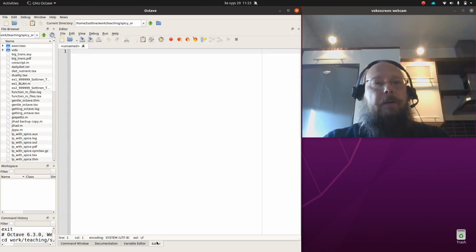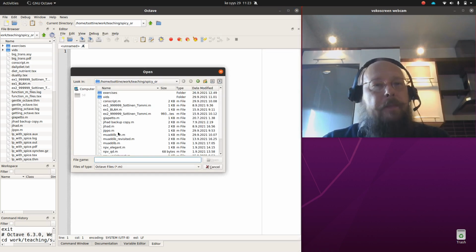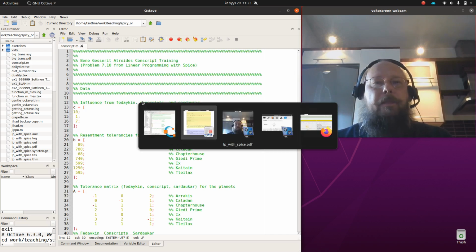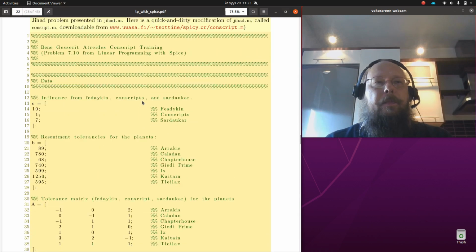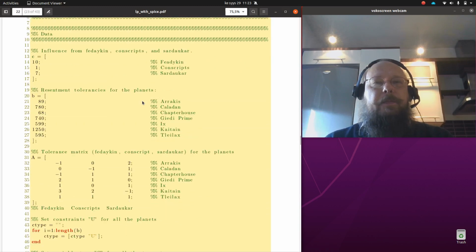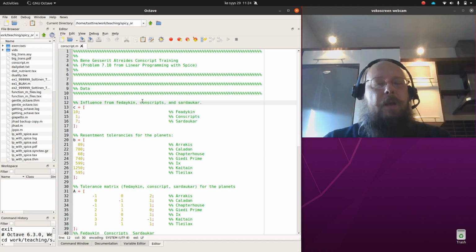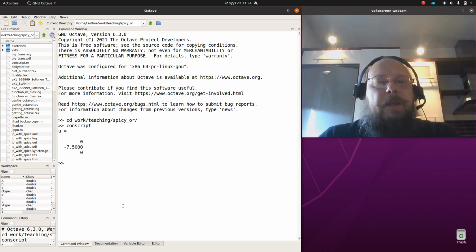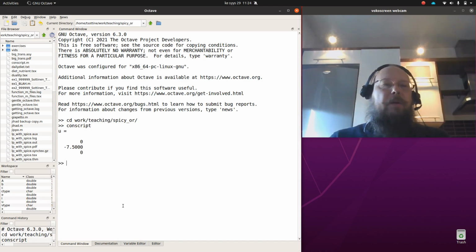I go to the editor just to check that everything is okay. So I have here conscript.m. Maybe it's this. Yes, let's see. It is. So I'll just run the script the normal way. I'm typing the name without the extension, and yes, it gives me U is 0, minus 7.50.